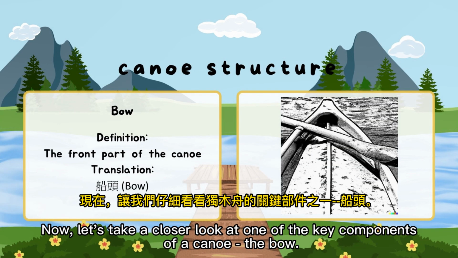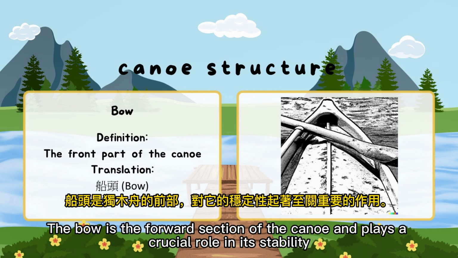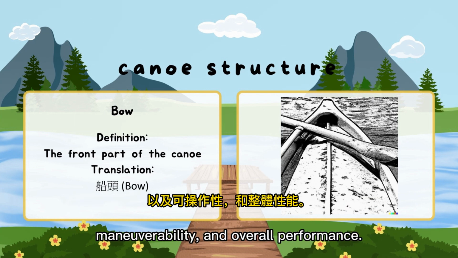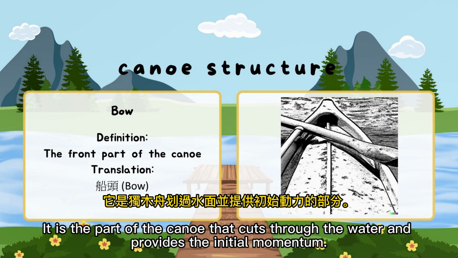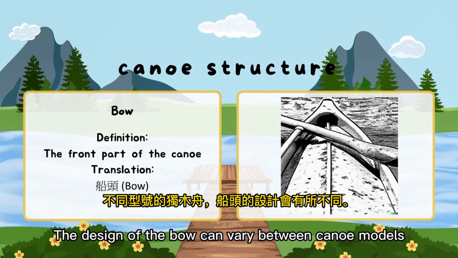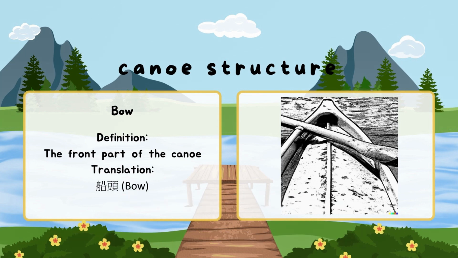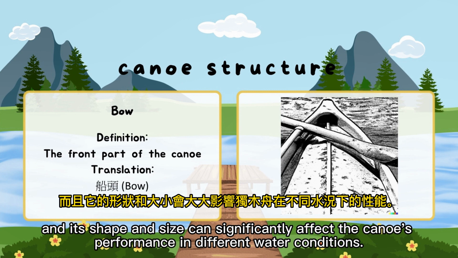Now, let's take a closer look at one of the key components of a canoe, the bow. The bow is the forward section of the canoe and plays a crucial role in its stability, maneuverability, and overall performance. It is the part of the canoe that cuts through the water and provides the initial momentum. The design of the bow can vary between canoe models, and its shape and size can significantly affect the canoe's performance in different water conditions.